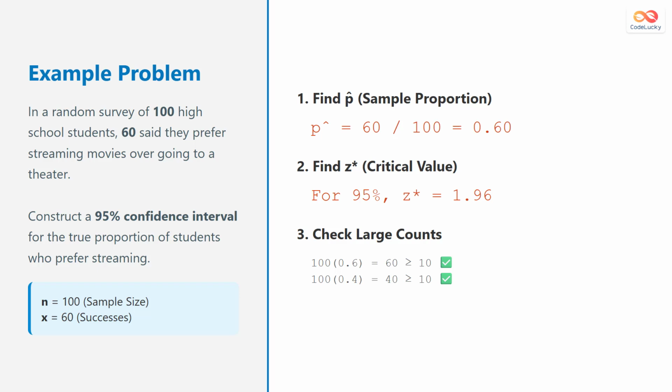Let's try an example. In a survey of 100 students, 60 prefer streaming movies. We want a 95% confidence interval. Here, n is 100 and x is 60. We calculate P hat as 0.6. Since we want 95% confidence, our Z star is 1.96. We also verify that we have enough successes and failures.